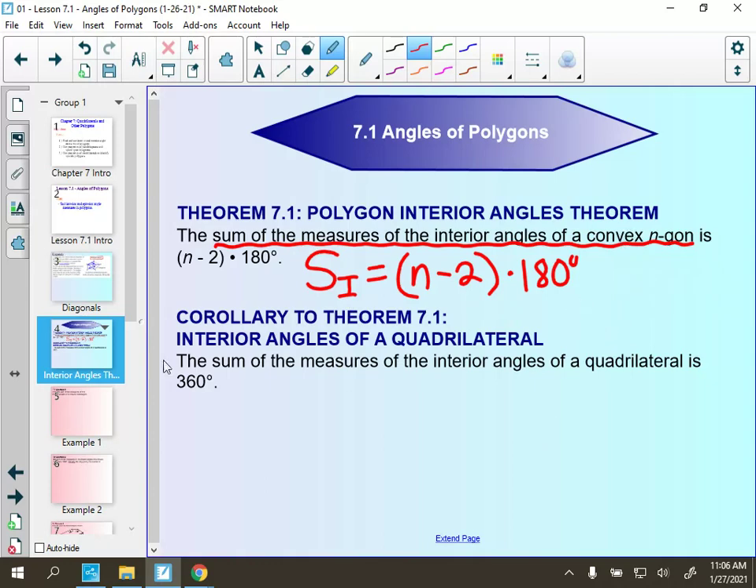All right. We ended up not adding this. Remember, a corollary is just something that can easily be proved from another theorem.